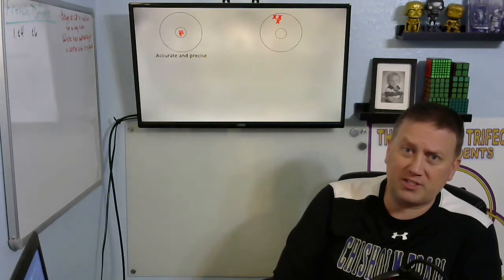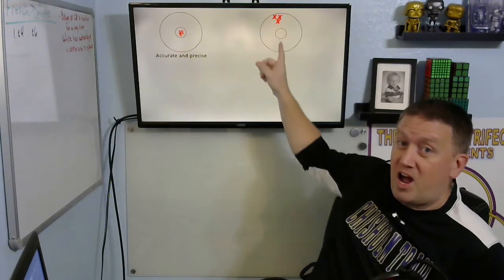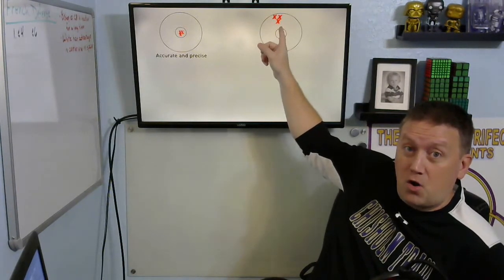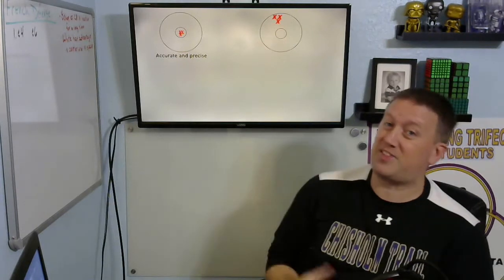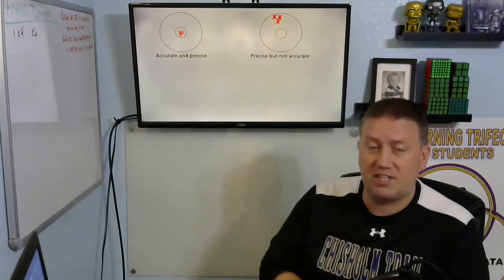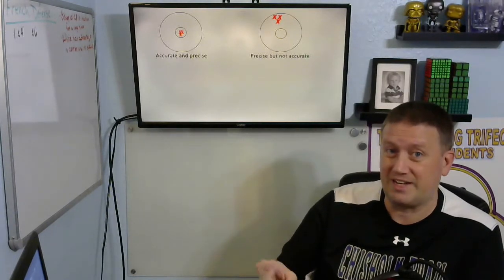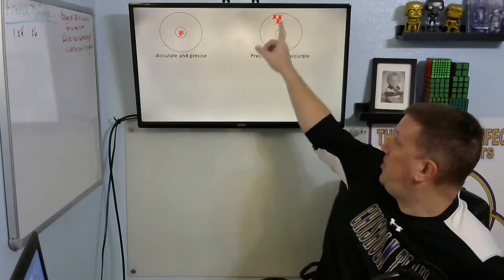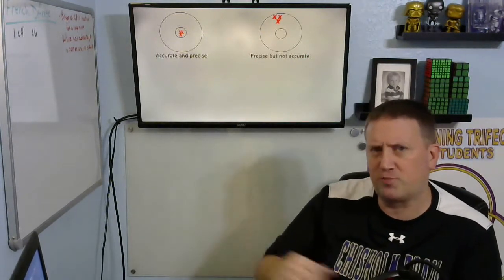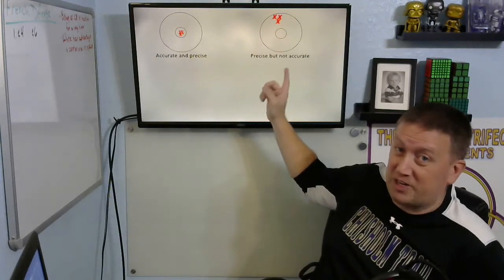We're able to closely repeat that same measurement. If we look at this one, we see the X's are not in the bullseye. The X's are up above, so we would say that that's not accurate, but the X's are still close together, so the X's are precise. We're able to repeat the same measurement multiple times. So this would be precise but not accurate.